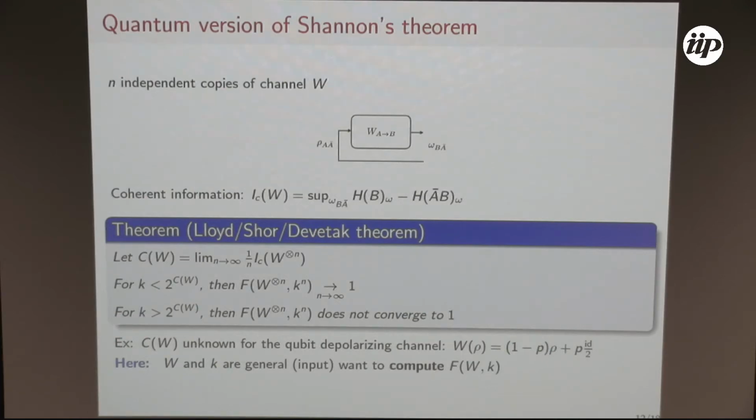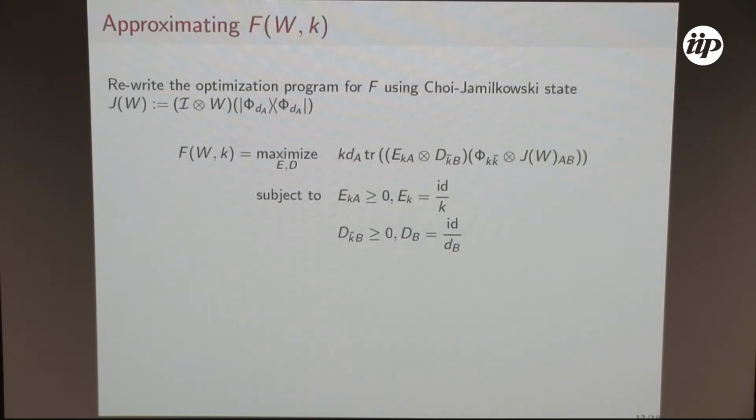As I said, my objective here is to take a different perspective, where W and K are inputs, and I want to just compute F of WK. To write this a bit more precisely, we have to choose a representation for the quantum channels. There are many ways of representing a channel. It turns out the simplest way to use here is the Choi-Jamiolkowski representation for a channel, which is obtained by just applying the channel to a maximally entangled state. And by just rewriting, you get an expression of this form.